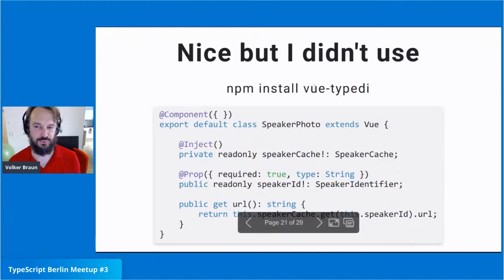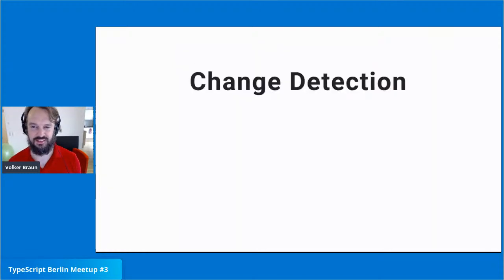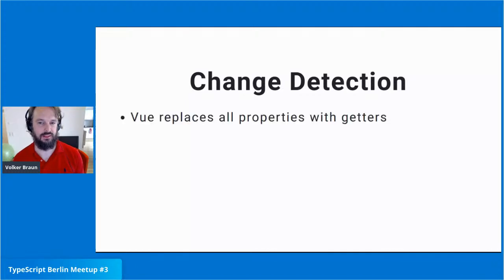There is a Vue TypeDI that turns that container.get into a decorator. Nice, but I didn't use it, for the next reason that I'm going to talk about. But before that, let me tell you a little bit about change detection, since this doesn't really have anything to do with TypeScript, but it is some of the underlying rationale for why this works pretty well together.